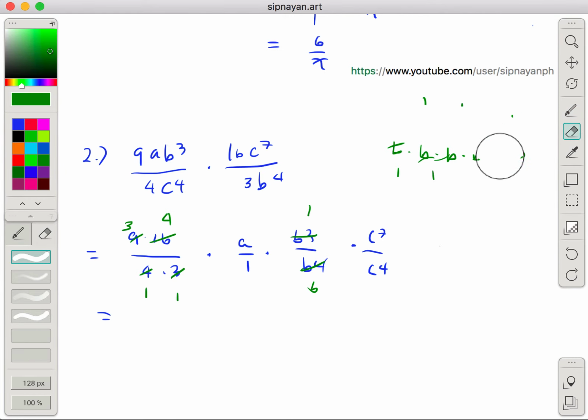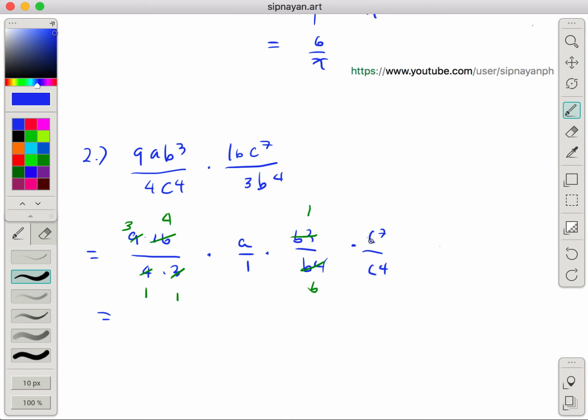And of course, our c becomes c cubed, the same idea, no? Over 1. So, c to the 7th is the same as c cubed times c to the 4th. So, the c to the 4th cancels, c cubed remains at the top. 1 remains at the bottom. Once you have canceled everything, and you are sure you have canceled it all, multiply all the numerators and then all the denominators and get the product. That will be our answer.